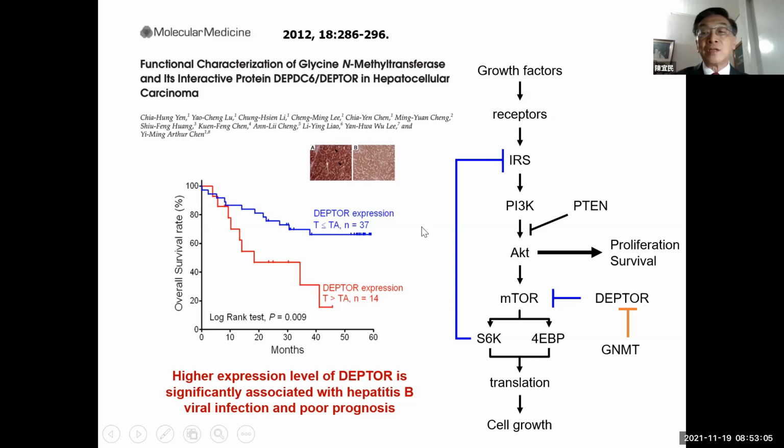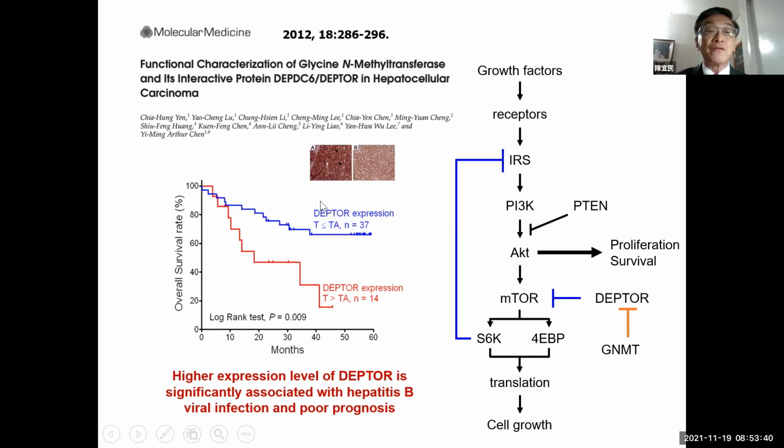Another interesting observation is, besides its enzymatic function or as a carcinogen binding protein, in 2012, we published a paper in Molecular Medicine showing that we used a yeast two-hybrid system to identify proteins interacting with GMT, and we found this interesting protein called deptol interacts with GMT.